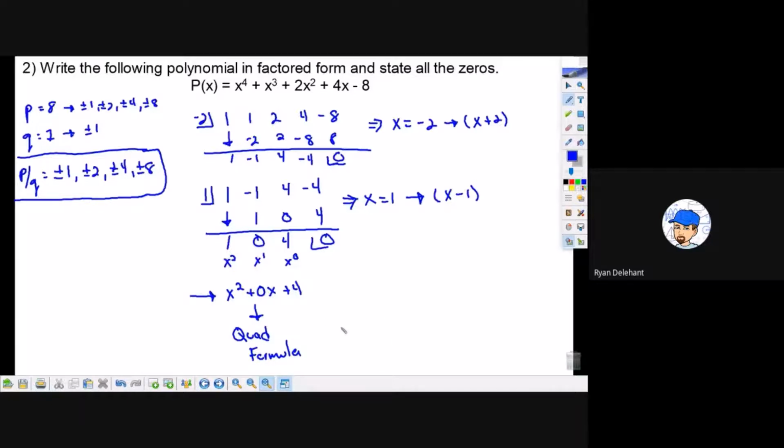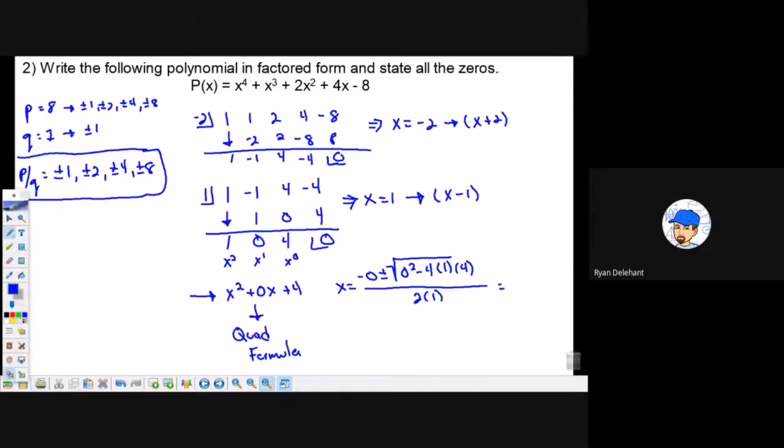So the quadratic formula is x equals negative b, which is 0, plus or minus the square root of b squared minus 4 times a times c, all divided by 2 times whatever the coefficient of the lead term is, a. And then we can go through and simplify this. So the 0 in front doesn't do anything. So we get plus or minus the square root of 0 minus 16, which is negative 16, divided by 2.